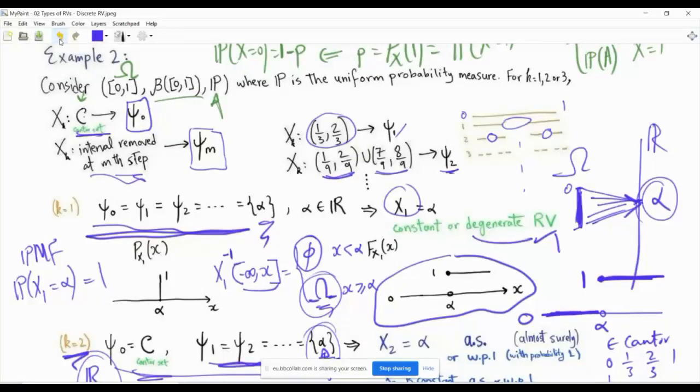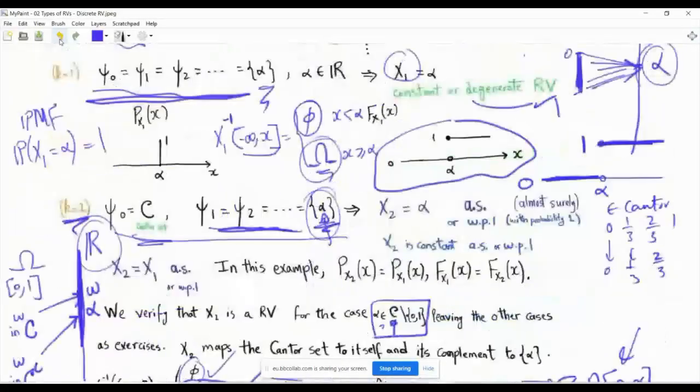From a practical point of view, nothing. Yeah, exactly. For all purposes, you will just deal with x2 as a constant random variable. It is constant almost surely. Okay? So for practical purposes, x1 is alpha, x2 is alpha. x1 is equal to x2 almost surely. So this is a probabilistic statement.